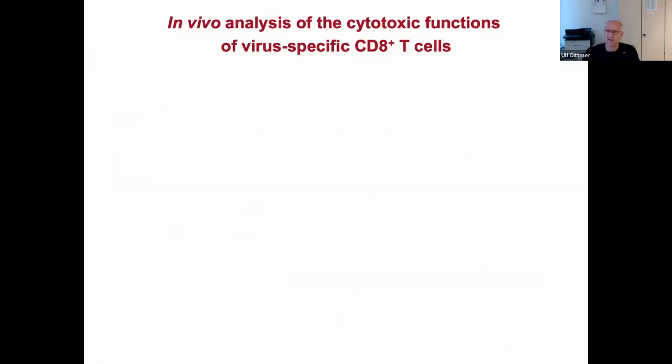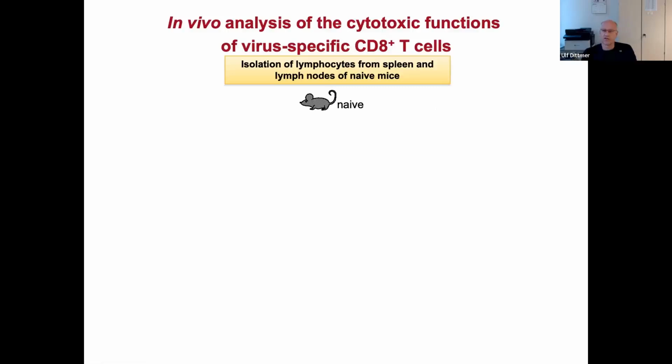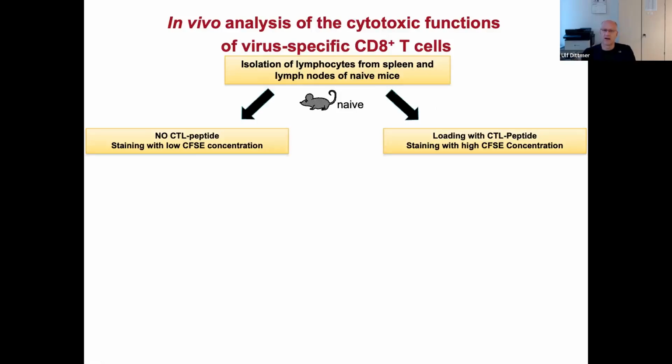Okay, so this is the assay. To brief you, explain to you what an in vivo cytotoxicity assay is. So for a cytotoxicity assay, you need targets that can be killed by the CTLs. And as targets, we just take lymphocytes from the spleen or lymph nodes of an uninfected naive mouse. So these are the potential targets. And then to make them targets, they need to be loaded with a peptide that can be recognized by the T cells. So what you need to know is a T cell epitope, the immunodominant T cell epitope in this infection.